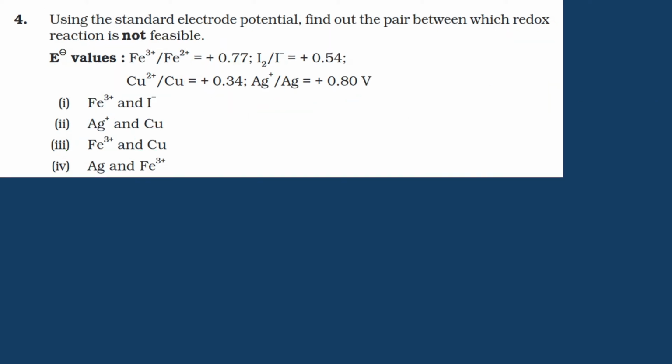Question number 4. Using the standard electrode potential, find out the pair between which redox reaction is not feasible. This is one of those things, right? Not feasible. Okay, ठीक है. Not feasible. ठीक है. So you will notice that on the left hand side, 3 of these have the oxidized, the higher oxidation state, right? Let me write that down. It has a higher oxidation state, so to speak. Fe3 plus, Ag plus and Fe3 plus, because Fe3 plus goes to Fe2 plus.